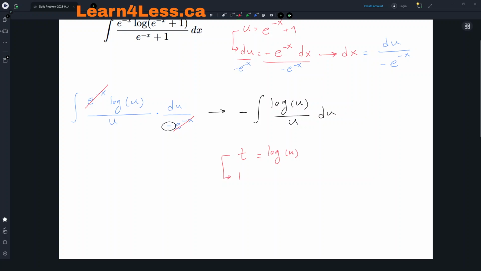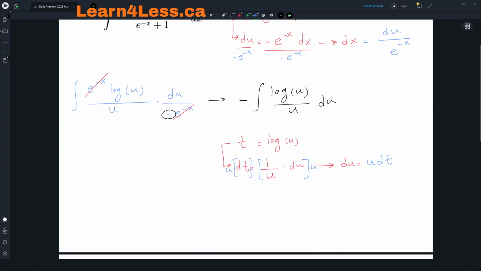So from here, what is dt? dt would be the derivative of this, which is 1 over u times du. And again, we want to substitute du as well. So here I simply solve for du. To solve for du, I multiply both sides of this equation by u. Multiplying here cancels the 1 over u, so I'm just left with du, and here I am just left with u times dt.